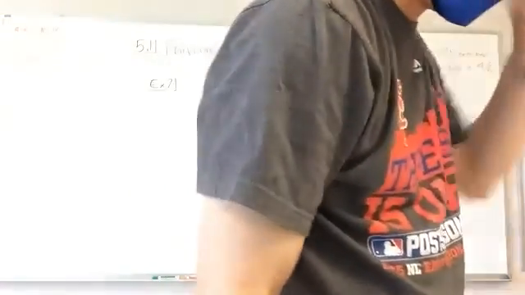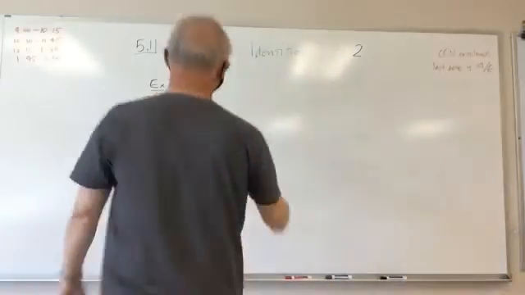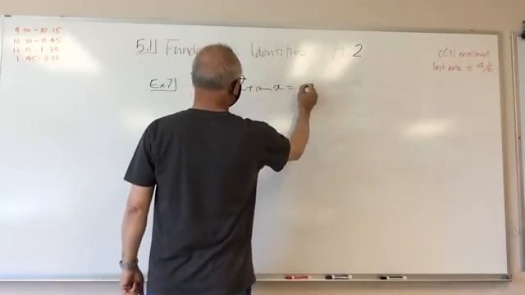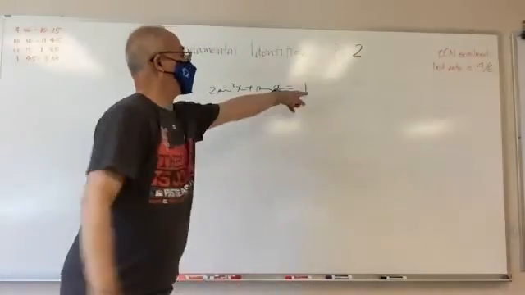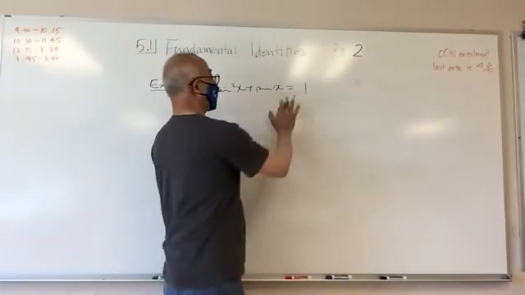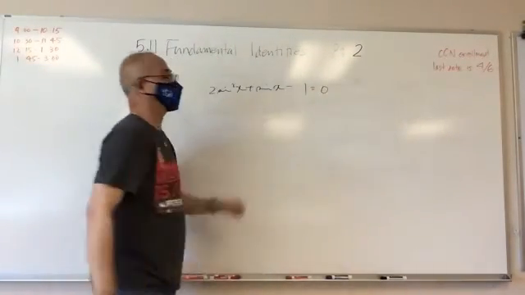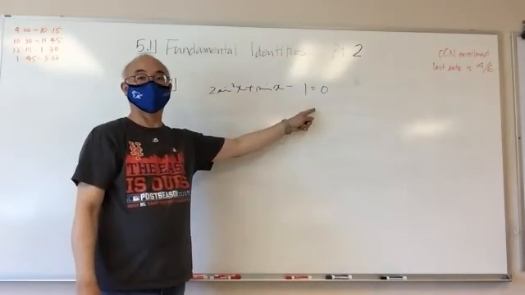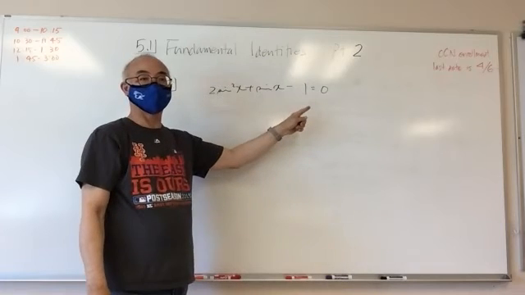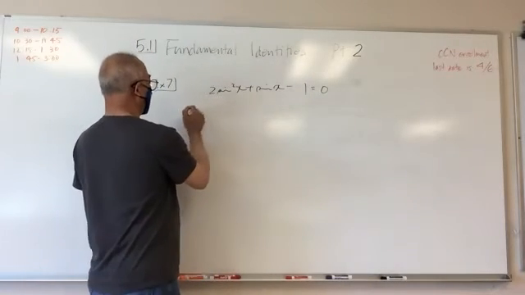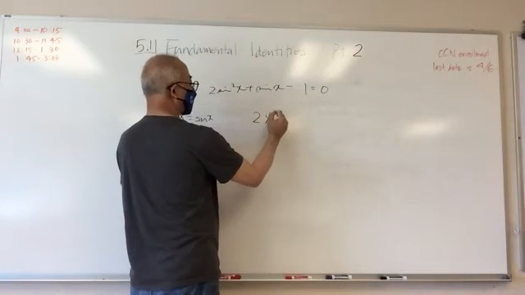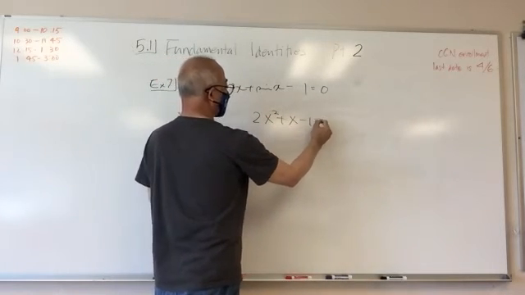Number 7. Find all solutions to the trig equation 2 sine squared x plus sine x is equal to 1. Okay, so if I move this one over here, it equals 0. Now don't I have a quadratic equation here? Yes. If I make the substitution that large X is equal to sine x, I get 2X squared plus X minus 1 is equal to 0.